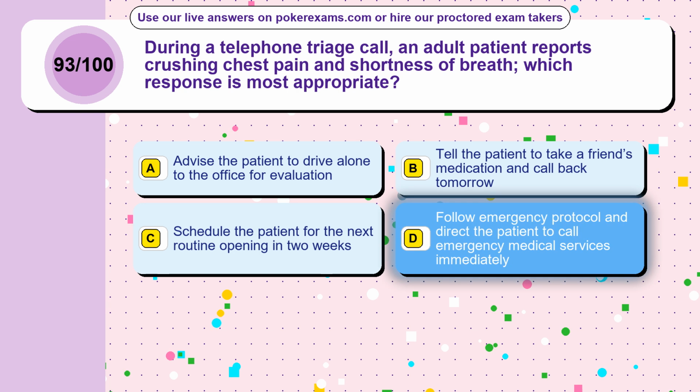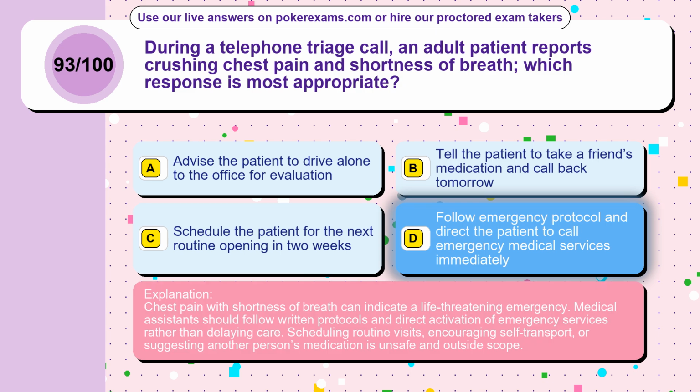The correct answer is option D. Follow emergency protocol and direct the patient to call emergency medical services immediately. Chest pain with shortness of breath can indicate a life-threatening emergency. Medical assistants should follow written protocols and direct activation of emergency services rather than delaying care. Scheduling routine visits, encouraging self-transport, or suggesting another person's medication is unsafe and outside scope.